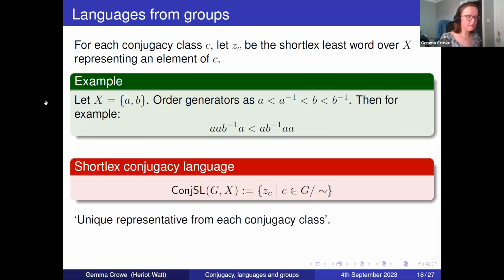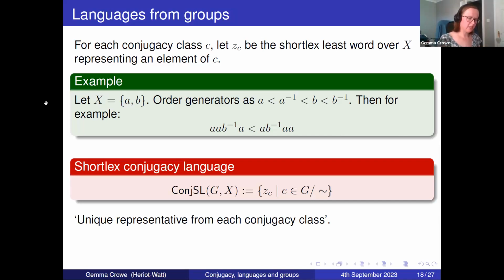And then from that, I simply just take all possible ZCs that I have. And we call this language the short lex conjugacy language. Again, if that's a lot of notation or weird stuff, just think you have a unique representative for every conjugacy class. So you're taking out one representative for each one.